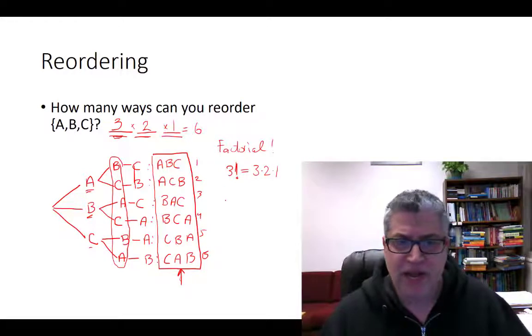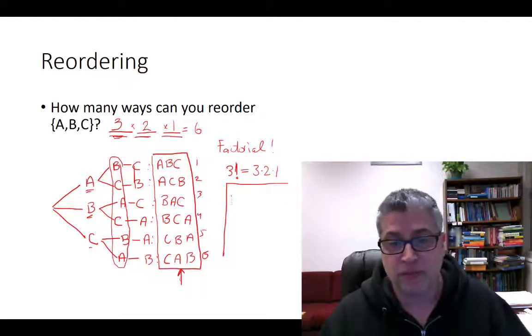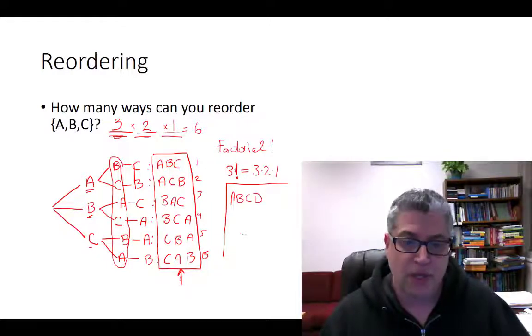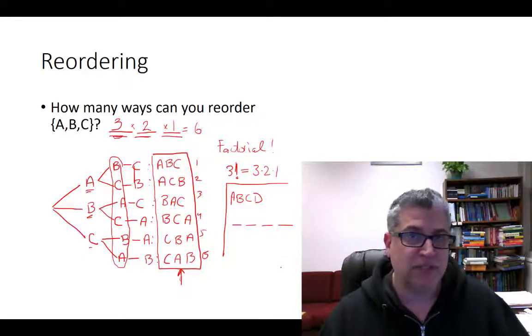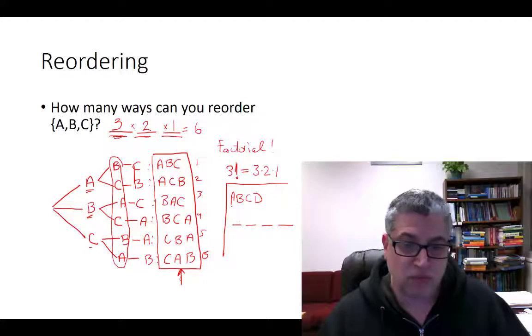So, for example, if I had asked you to reorder 4 things, A, B, C, and D. All right, so that's 4 spaces to figure out. For our first place, well, we can choose any one from these 4 things. So we have 4 options.